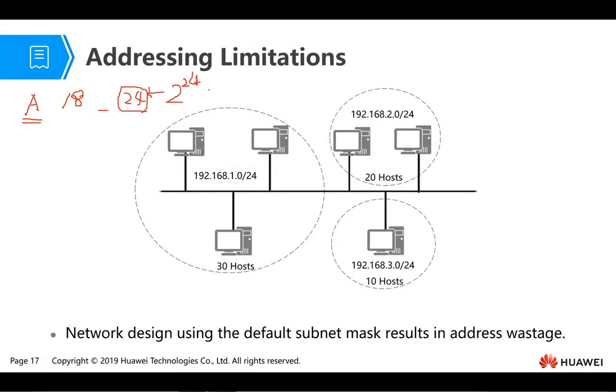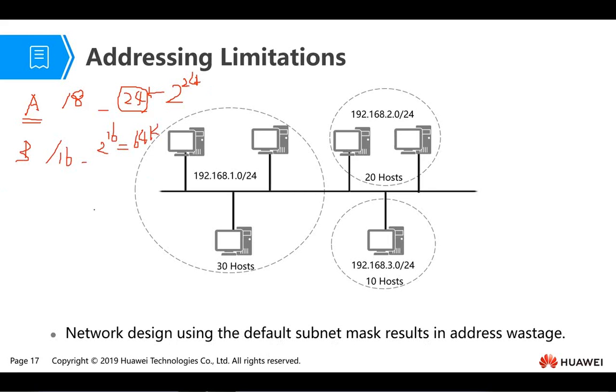16 million. I think no network can contain so many hosts in one network segment. And of course class B also, the network mask is 16. So how many hosts can it contain? 2 to the power of 16, about 64 K. 64 K hosts in one network. That's still too many hosts.